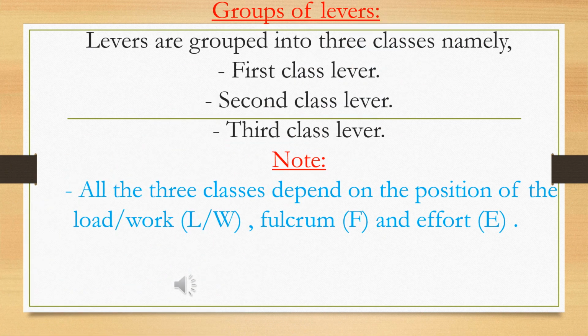Now let's see the groups of levers. Levers are grouped into three classes, and these classes are: the first class lever, the second class lever, and the third class lever. Now the question is, how are we able to tell that this machine is under first class, this one is under second class, and this one is under third class? It all depends on the position of the load, the fulcrum, and the effort.